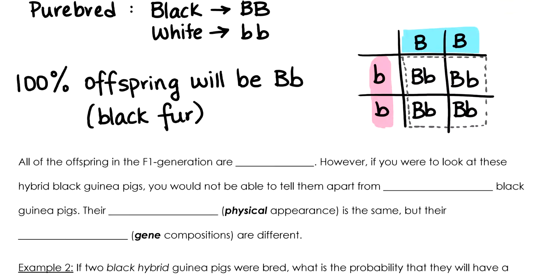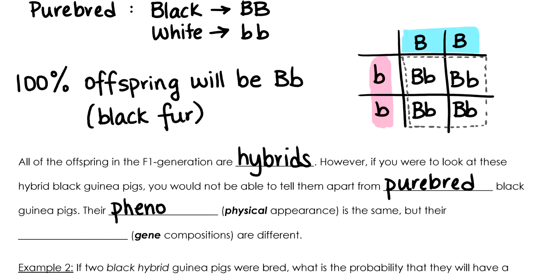It also means that 100% of the F1 generation are hybrids because they have 2 different letters for their fur color gene. However, if you compared these black babies to their black parent, you would not be able to tell them apart from a purebred black guinea pig. Their physical appearance is the same, but their gene compositions are different, and we have special terms for each of these things. The physical appearance of an organism is called its phenotype. The gene composition is called the genotype. I'm going to highlight that sentence because it's very important.